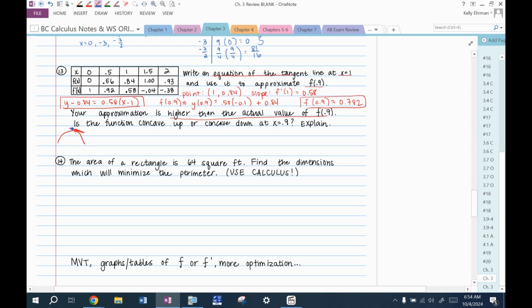That means that the graph has to be concave down at that point, because if it were concave up at the tangent line, then at 0.9, my value would be sitting lower than what the actual graph is. So concave down.